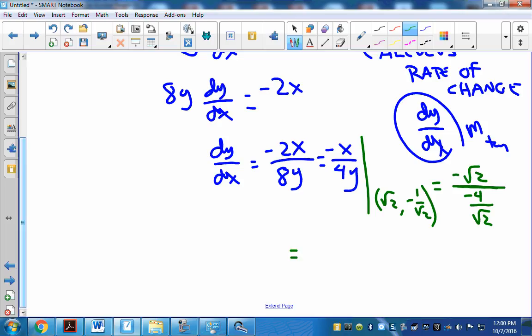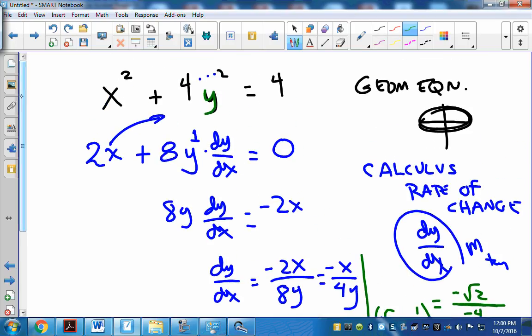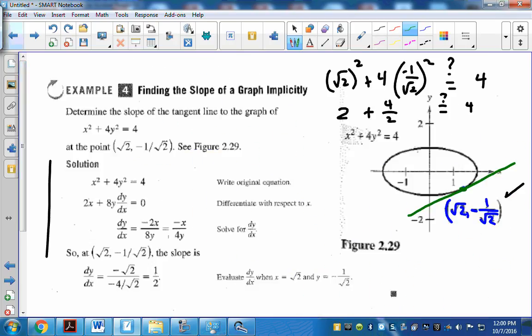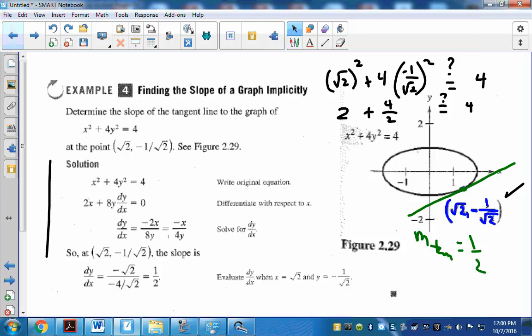So let's invert and multiply. We have negative root 2 over 1 multiplied by root 2 over negative 4. So root 2 by root 2 is 2, negative, right? And 1 times negative 4 is negative 4. The negatives cancel, and we get a half, which is sort of consistent by looking at the picture, right? The slope of this m tan is a half. It appears to be a half, 1 up and 2 over. Okay, so that's example 4.